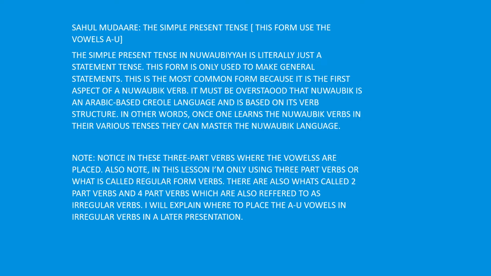Notice in these 3-part verbs where the vowels are placed. Also note, in this lesson I'm only using 3-part verbs, or what is called regular form verbs. There are also what's called 2-part verbs and 4-part verbs, which are referred to as irregular verbs. I will explain where to place the AU vowels in irregular verbs in a later presentation.